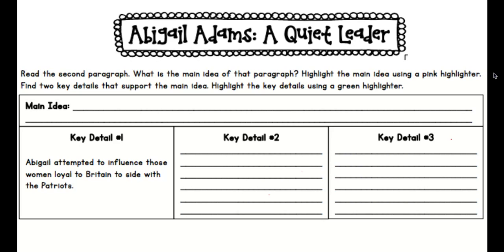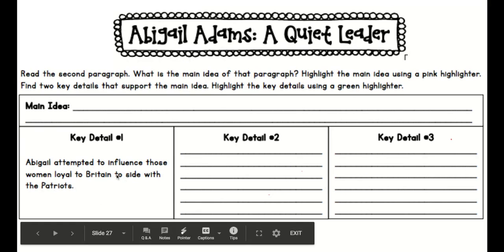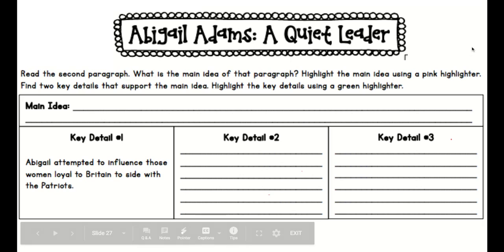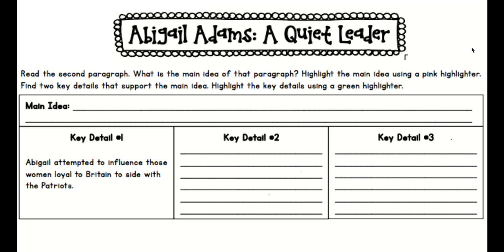Find two key details that support the main idea. Highlight the key details using a green highlighter. Again, you can just use highlights if you want to differentiate the main idea from the key details, or you can use a star or underline, or just use your finger. I've already given you one key detail. You must find the other two and then complete your main idea. When you're ready, in the next 10 seconds, I will show you your answer so you can double check your answer. You can pause here. When you're ready to see the answers, resume.